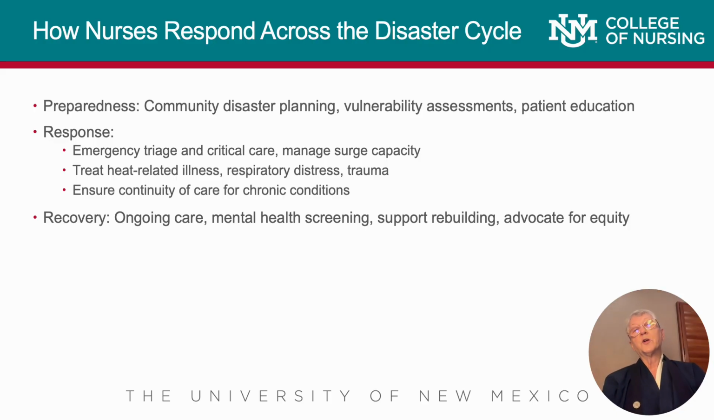Now let's talk about nursing interventions across the disaster cycle. In the preparedness phase, nurses participate in community disaster planning. You might serve on a planning committee or help develop emergency protocols. Conduct vulnerability assessments to identify who in your community is most at risk. Educate patients about emergency kits, evacuation plans, and how to prepare for disasters.